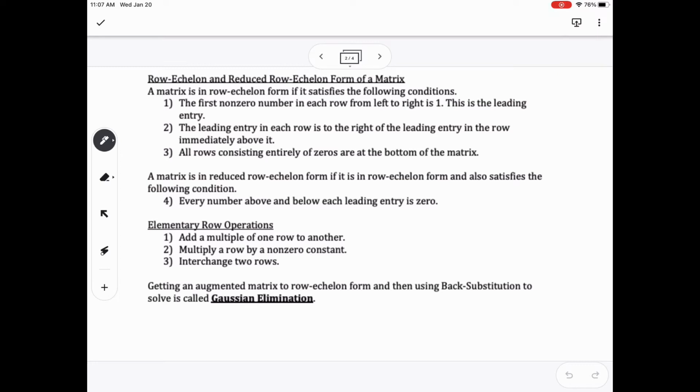To focus on how to get it there, we have 3 different row operations. You can add a multiple of one row to another. You can multiply a row by a non-zero constant, or you can switch rows. This process is called Gaussian elimination.